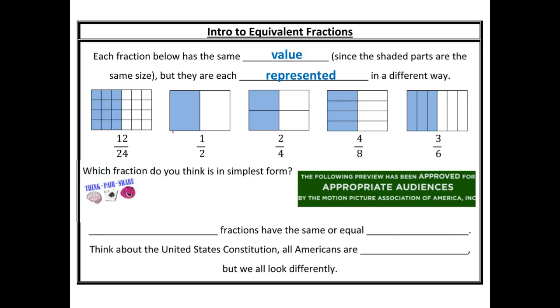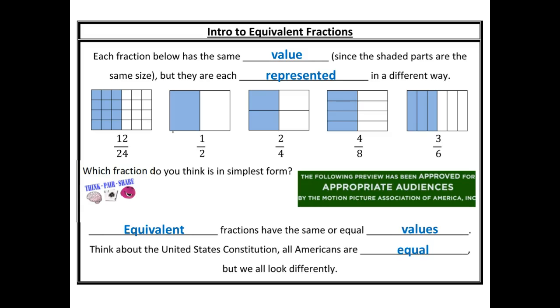Which one do you think is the simplest form? Either use your definition of a simplified fraction, that being a greatest common factor of 1, or look at the visual representation of the fractions. Each one hints at the simplified value. These fractions are all equivalent fractions. Equivalent fractions have the same or equal values.